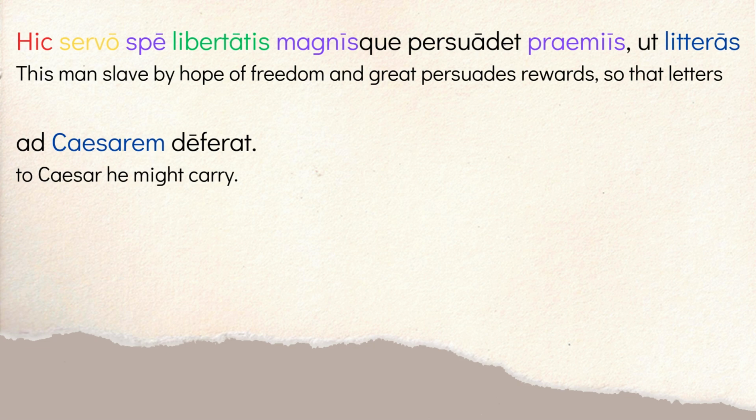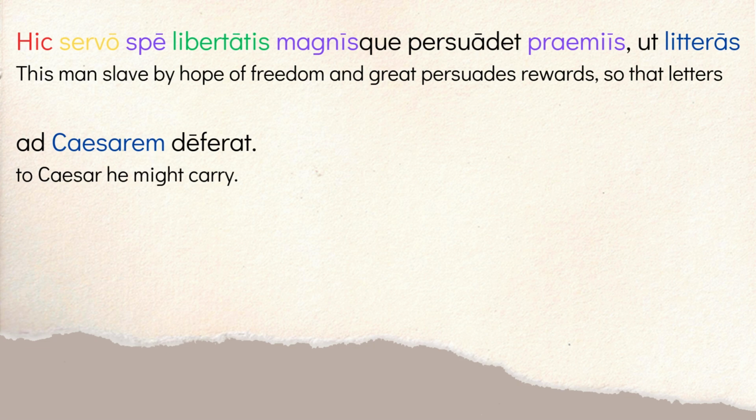So Vertigo takes one of his slaves, and he says to him, hey, I'm going to give you great rewards. I'm going to give you your freedom, all this great stuff if you do something. And what does he tell him to do? Here's your ut clause. You have ut litteras ad Caesarem deferat, that he might carry letters to Caesar.